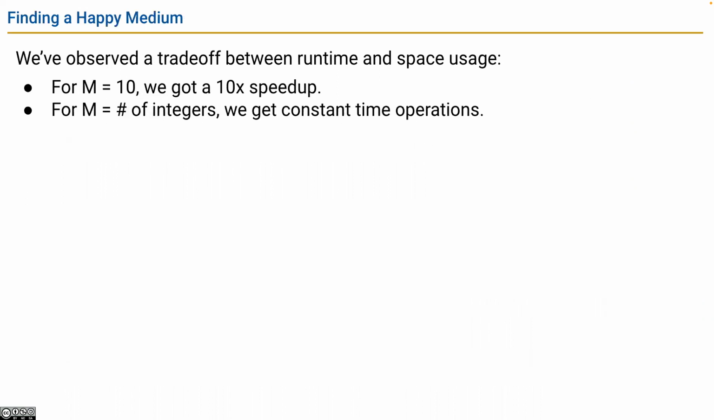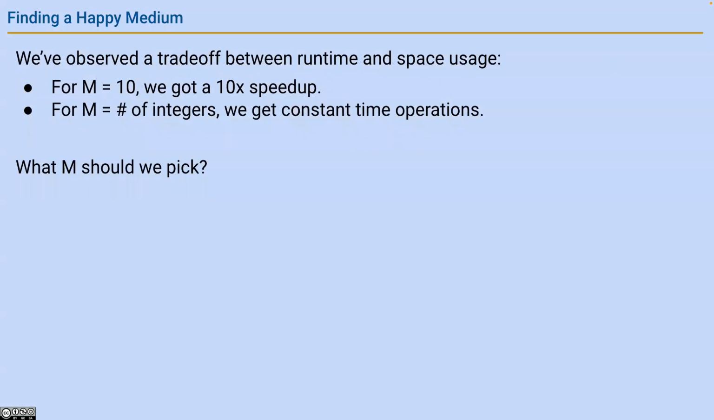So we've seen a trade-off. For m equal to 10, we got a 10x speed up. For m equal to the number of integers, we get constant time operations. So I want to find a happy medium. What m should we pick? I'll let you think about this for a minute. And the answer is a little outside the box. Okay. Good luck. Think of a way.